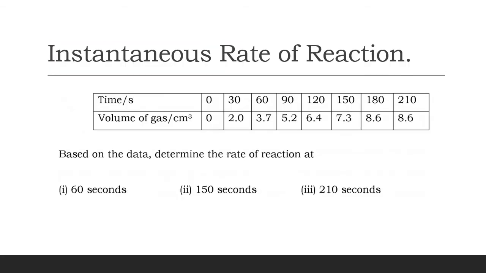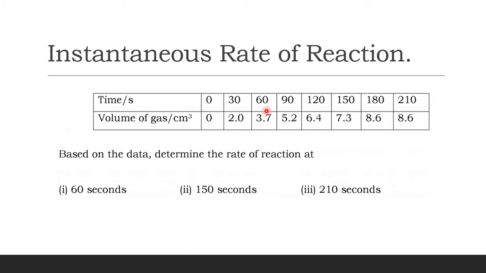Contoh soalan. Based on the data, determine the rate of reaction at question number 1, 60 second. Question number 2, 150 second. And question number 3, 210 second. So, untuk instantaneous rate of reaction, kita tak boleh terus ambil daripada data. Contoh 60 second ni, you buat 3.7 divide by 60. Tak boleh straight away macam tu.